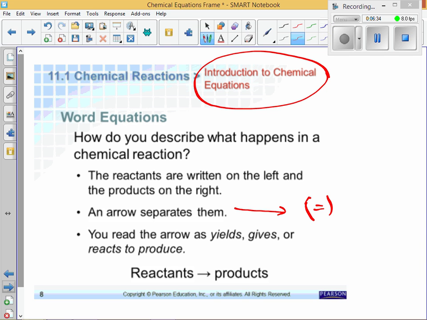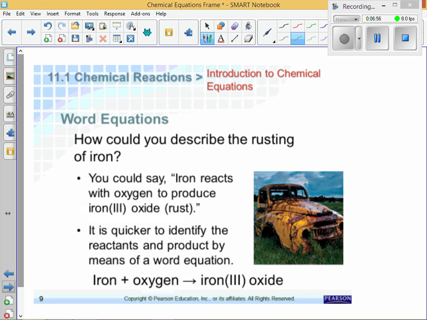You read the arrow as yields, gives, or reacts to produce. Okay? When you're reading the equation, you say iron plus oxygen react to produce or yield rust, or iron 3 oxide. And it looks like this. Reactants yield products. Next, how would you describe the rusting? We already did. Iron reacts with oxygen to produce iron 3 oxide. Okay? And that's what I just showed you.